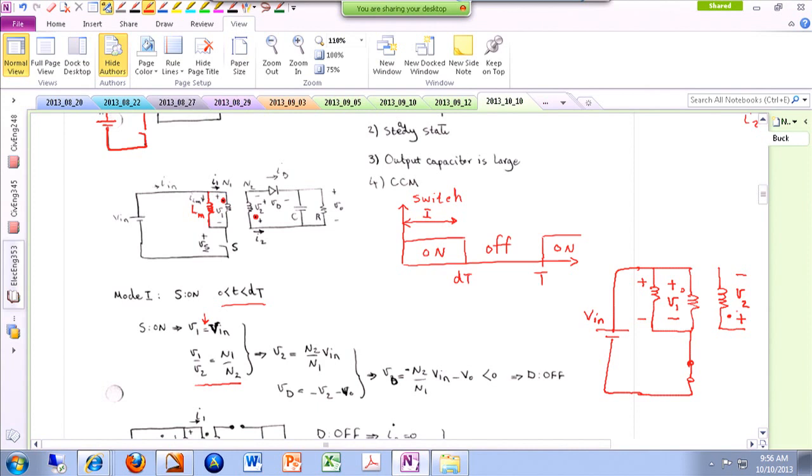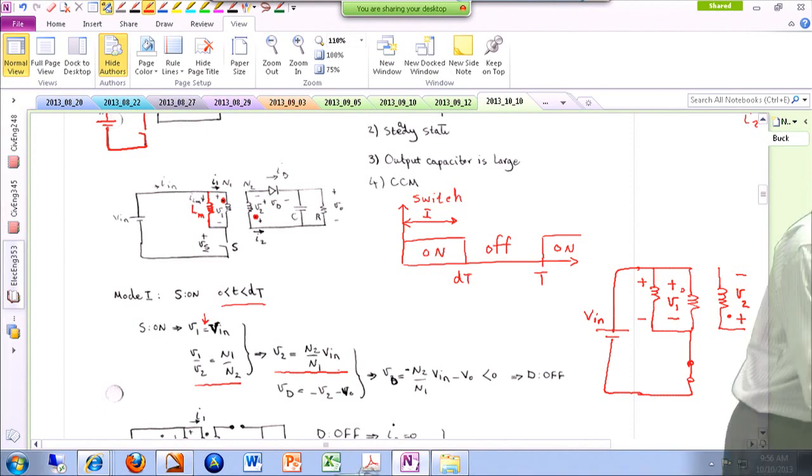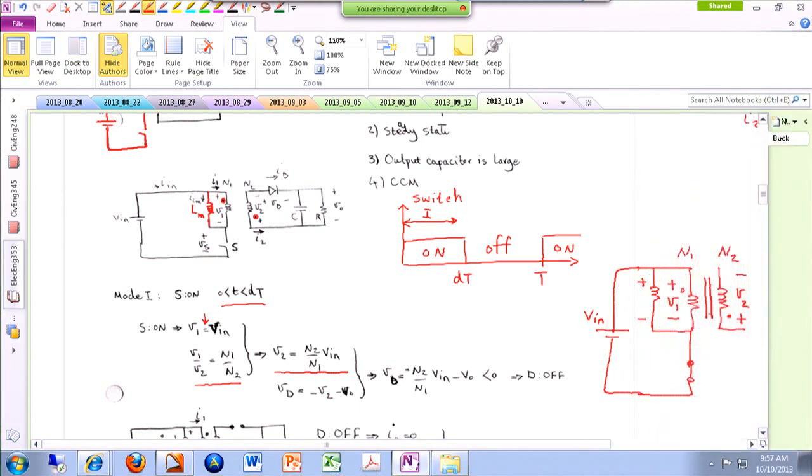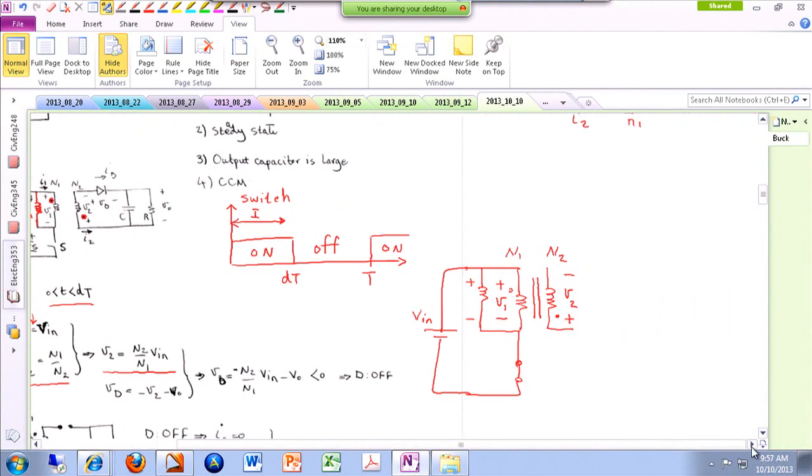Then you are applying Vin to the primary side, so you can find V2, which is the reflection of the input voltage, N2 over N1 times Vin. By the way, N1 is the number of turns here, N2 is the number of turns here, and some people emphasize the fact that there is a core in between. All right, so we know V2. Now we can take a look and see what is happening to the diode.